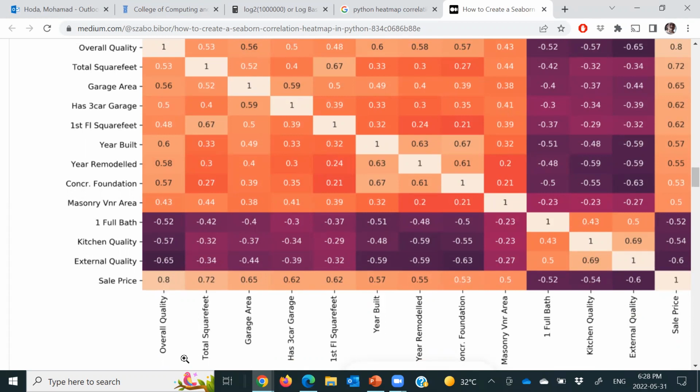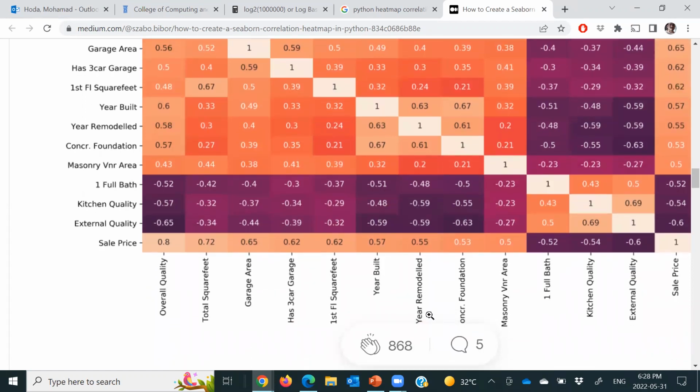What does this mean here? The overall quality with the external quality, they are what? Inversely proportional. Okay, let's look at this one here. Year remodeled with what? With, let's say, kitchen quality. These are inversely proportional. Clear, guys?